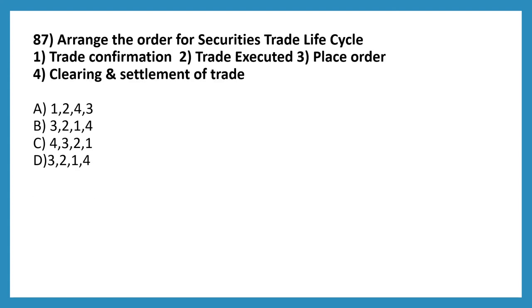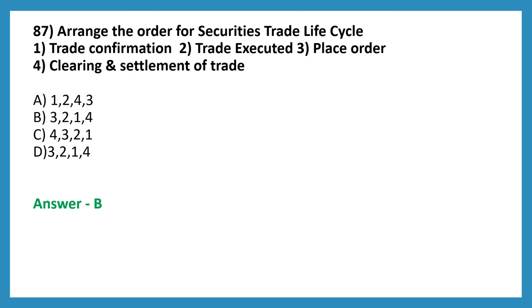Next question, arrange the order for securities trade life cycle. Trade confirmation, trade executed, place order, and clearing and settlement of trade. The correct order is option B. First one, placing order. Next one, trade executed. Next one, trade confirmation. And next one, clearing and settlement trade.